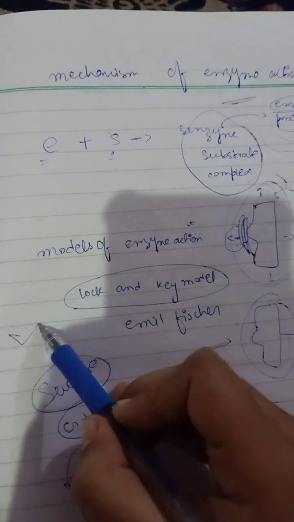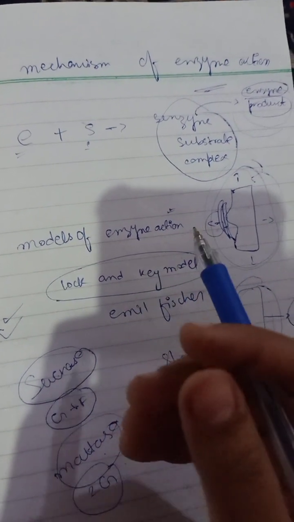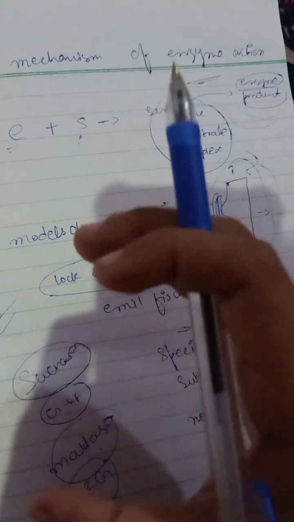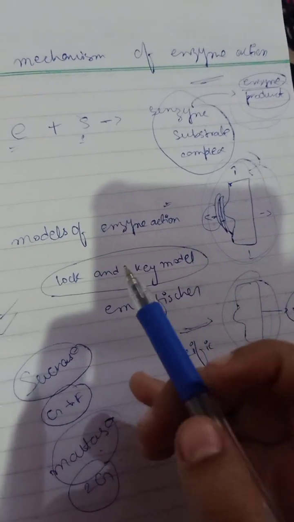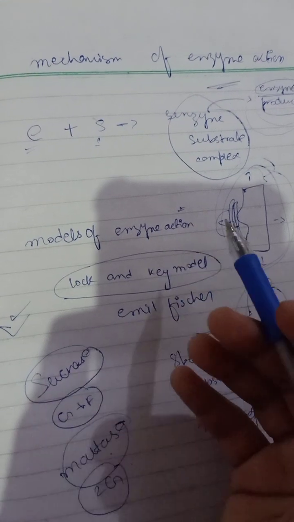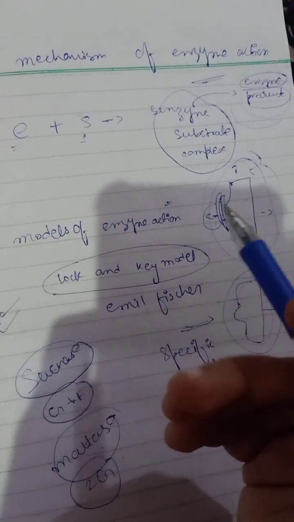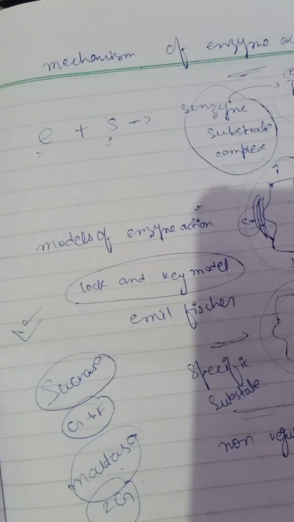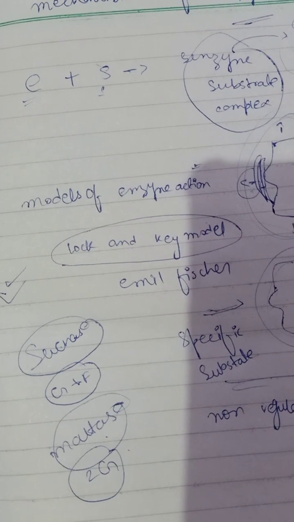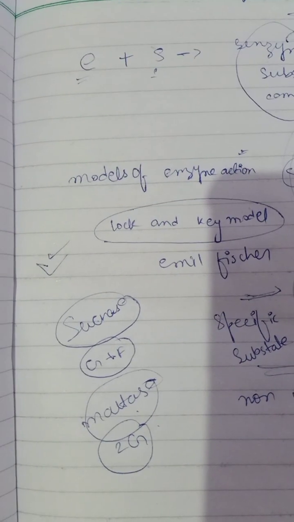This model is called lock and key, which means that, as you all know, every lock has a different key. A different key cannot be used with a different lock. So every lock has a specific key. That's why it is called the lock and key model, because each enzyme has a particular substrate.